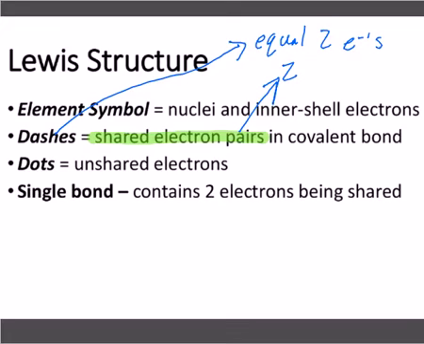Dots represent unshared electrons. We call these lone pairs of electrons. All right, lone pairs. And then a single bond, guys, we know that contains 2 electrons that are being shared, like we just said about those dashes. So for every dash you see that has 2 electrons, and again, the key word here is that they are shared.